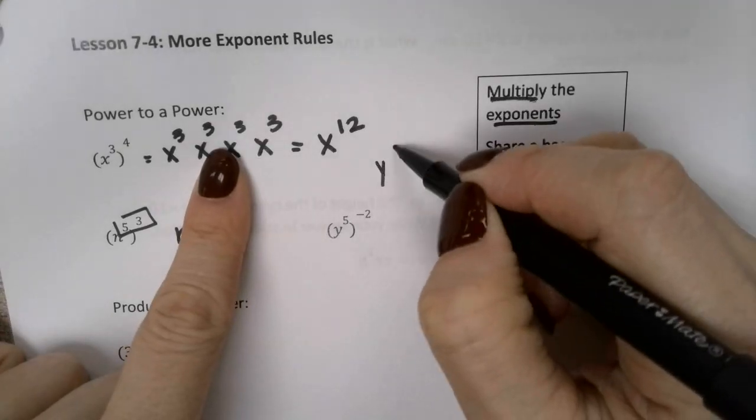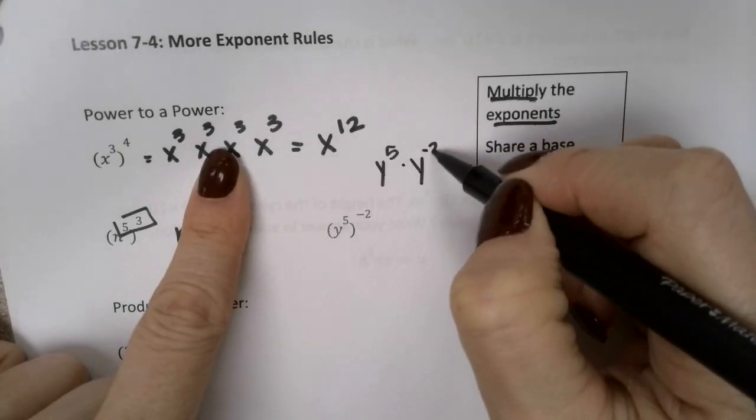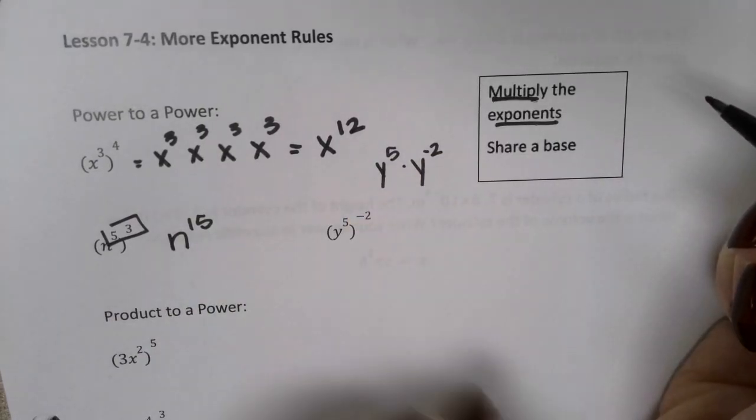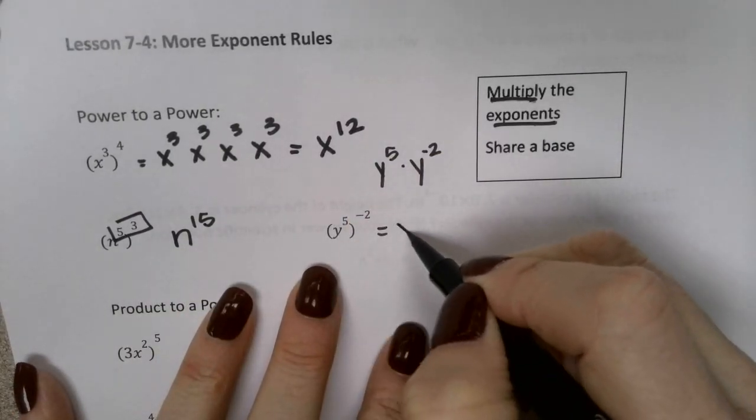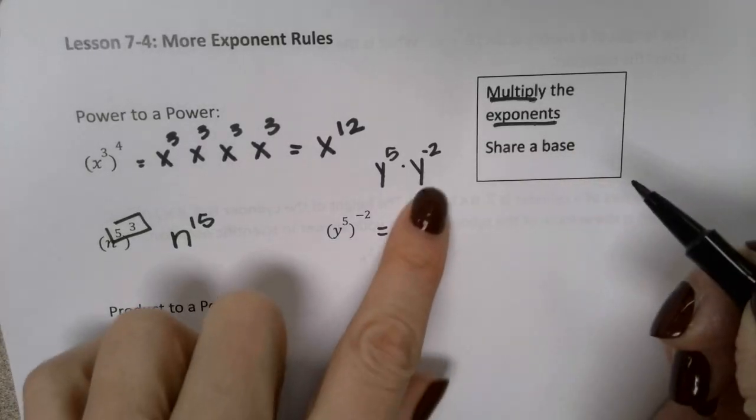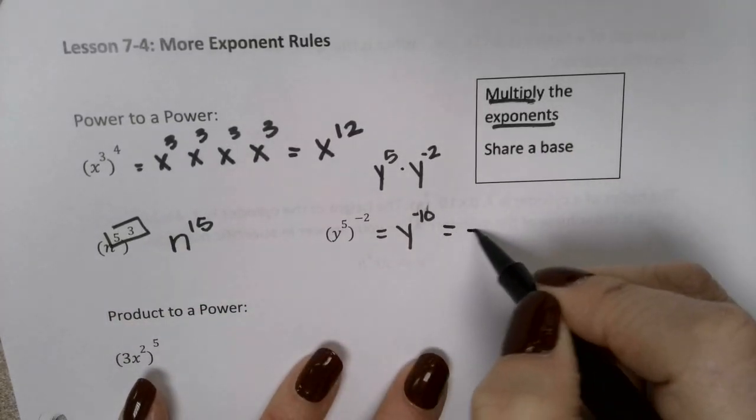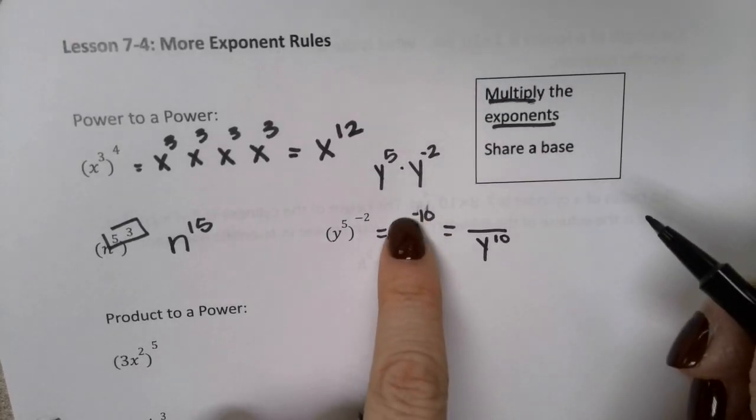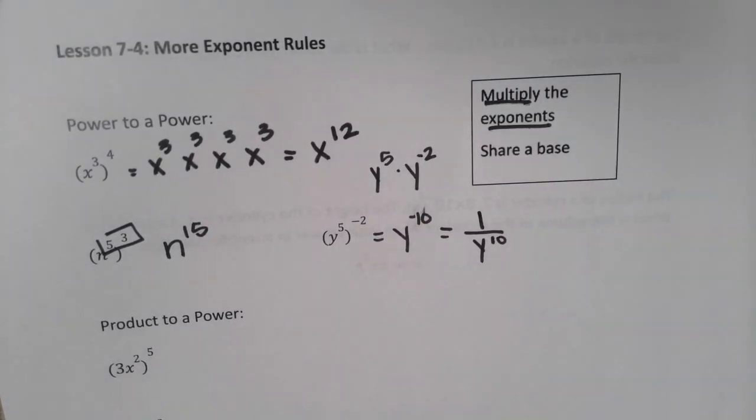If I had y to the 5th and y to the negative 2nd, those two would get added. They each have their own base that they're attached to. So here I would say I have y to the negative 10th. Because that's negative, it has to move down and become divide. I'm dividing, so then I get 1 over y to the 10th.